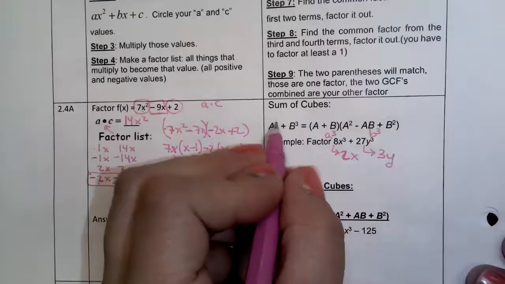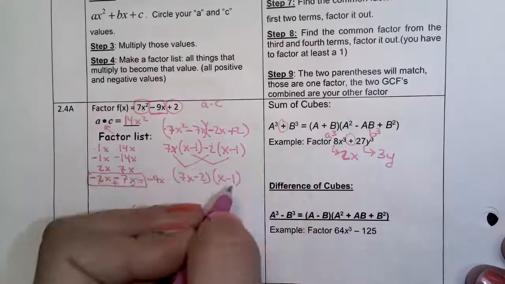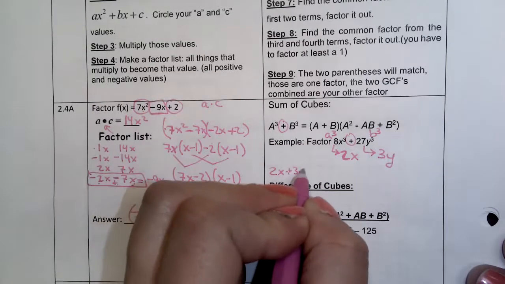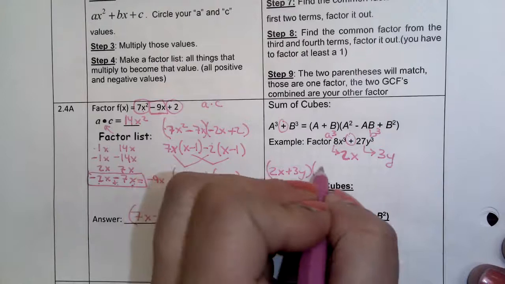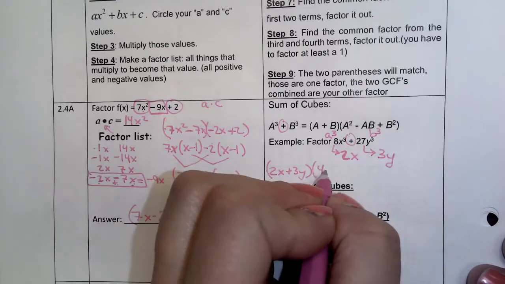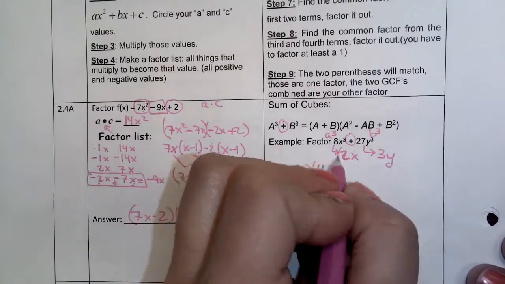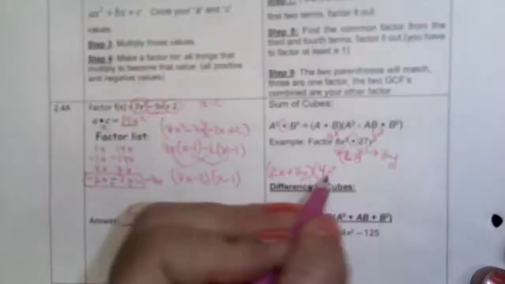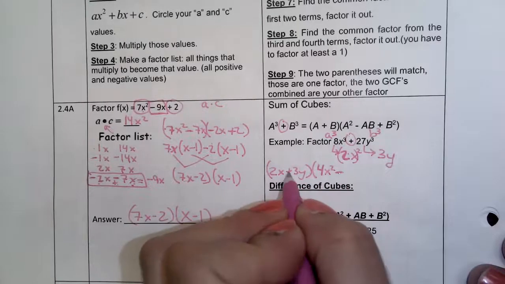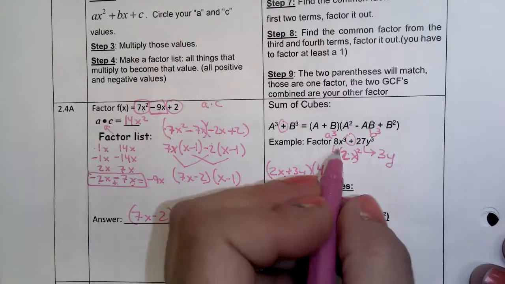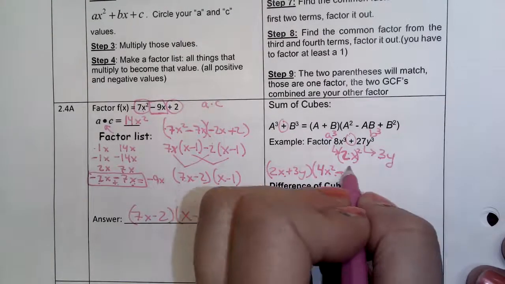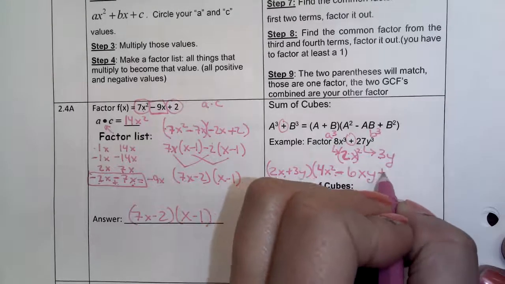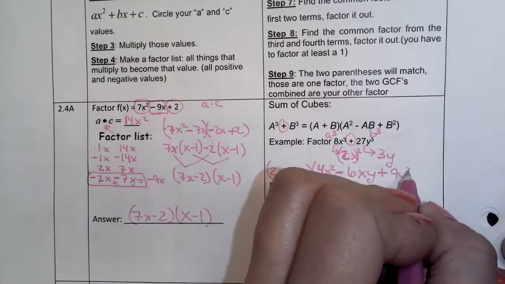So now I know that this was a plus, so I'm going to use this formula here. It's going to be 2x plus 3y, and then I'm going to have 2x squared, where the squared goes on the outside, so I have to square that too. So 4x squared minus, my sign is always different from this one, 2 times 3, so 6xy. And then this sign is always a plus, 9y squared.